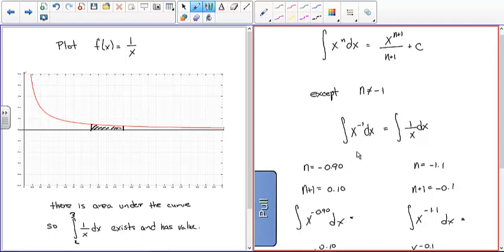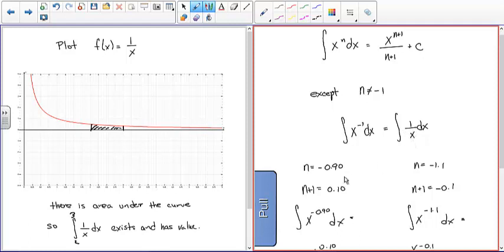So what I'm going to do is use the formula, but use it very close to the actual value where it doesn't work and see what happens. If I have x to the -0.9 power, that's the same as 1 over x to the 0.9 power. That's pretty close to 1. If I do it on the other side, n is -1.1, that's on the other side of -1.